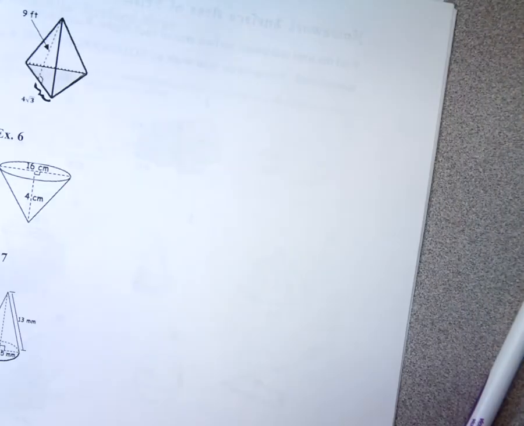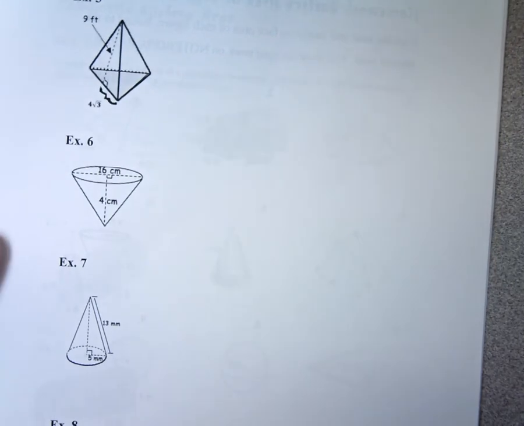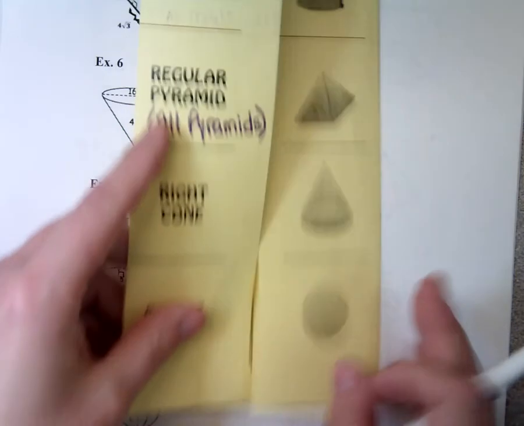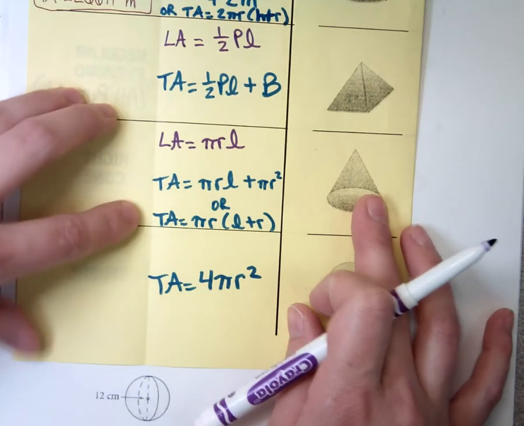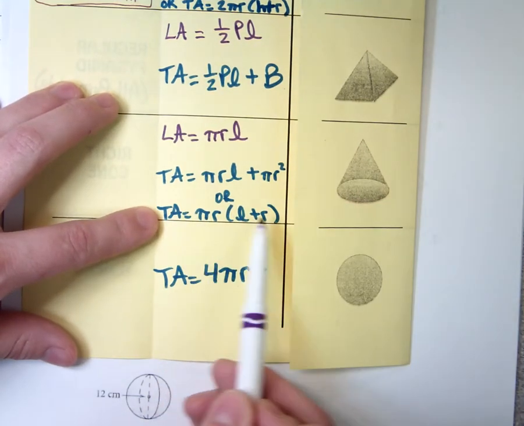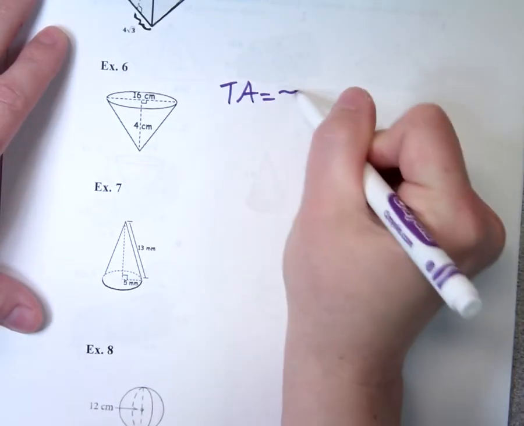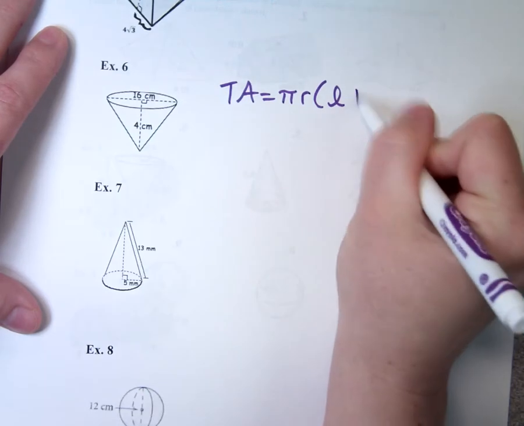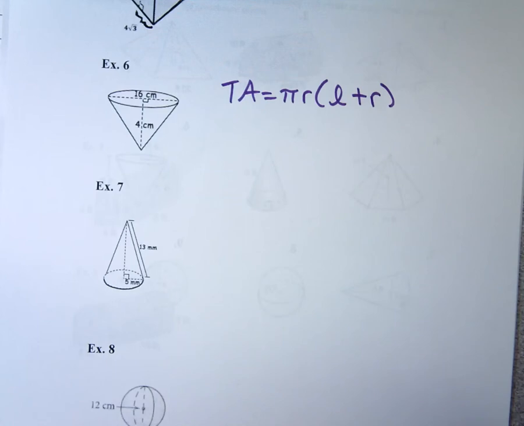All right. I want to do a different shape real quick. So let's go to number 6. And what is number 6? Number 6 is a cone. Okay, so on my foldable, I'm going to go to the cone. And let's just do the total. Do you guys want to use the very bottom one, kind of like we did yesterday? Okay, so I'm going to use that bottom formula. So TA equals pi r, and then in parentheses, the cursive L plus r. So this is our total area formula for a cone.